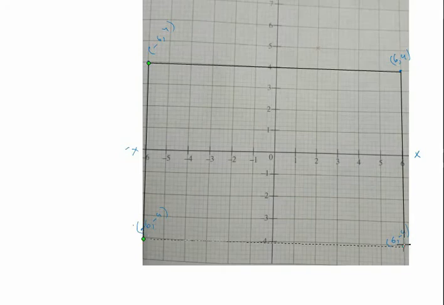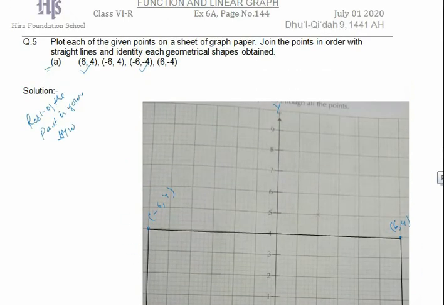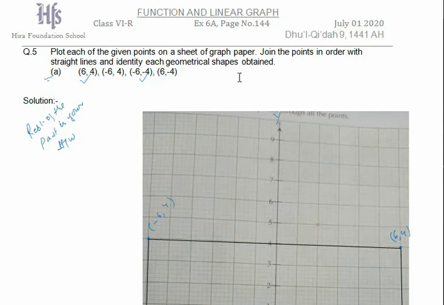When you see this picture, the length is -6 to 6, and the height is 4 and -4. So it is a rectangle. A rectangle has been drawn by plotting the coordinates given in the question. We are asked to write the name of the shape, so it is a rectangle. That is the answer.